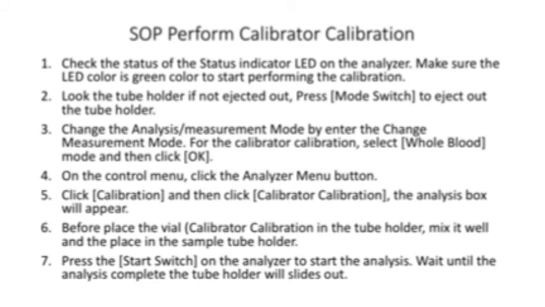Before placing the calibrator vial in the tube holder, mix it well, then place it in the sample tube holder. Press the start switch on the analyzer to start the analysis. Wait until the analysis is complete and the tube holder will slide out.